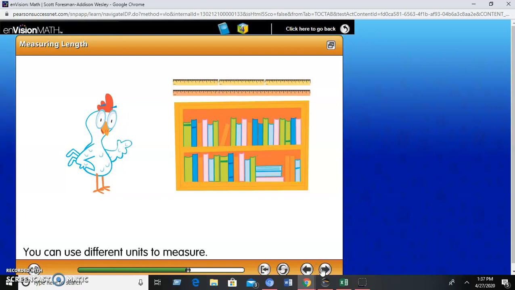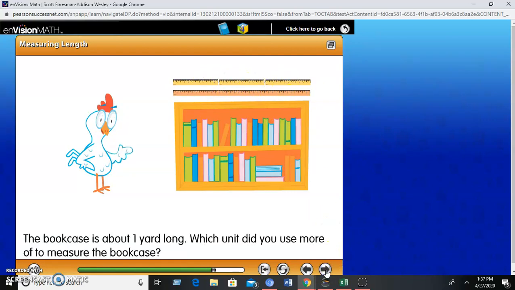You can use different units to measure. Remind me, what units did we use just now? Feet and yards. Both units measure the same length. The bookcase is about 3 feet long. The bookcase is about 1 yard long. Which unit did you use more of to measure the bookcase? Feet or yards?